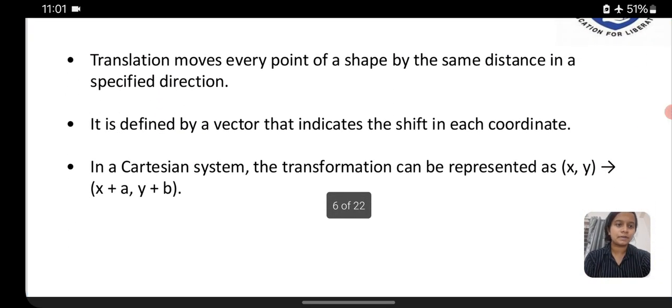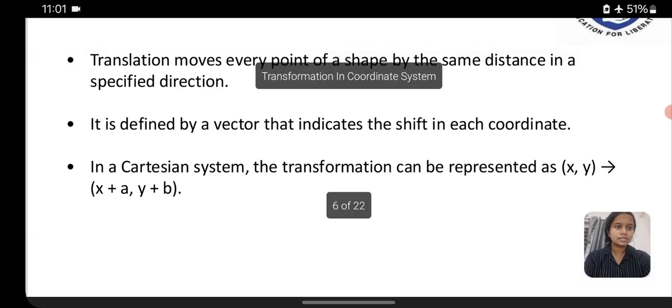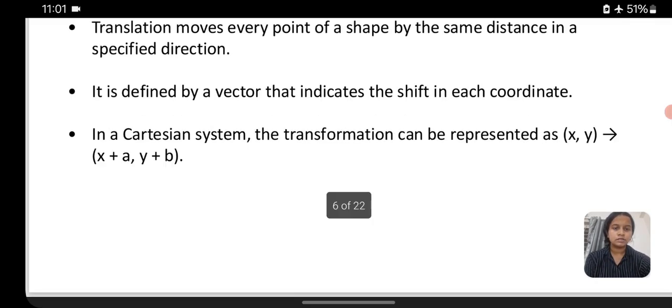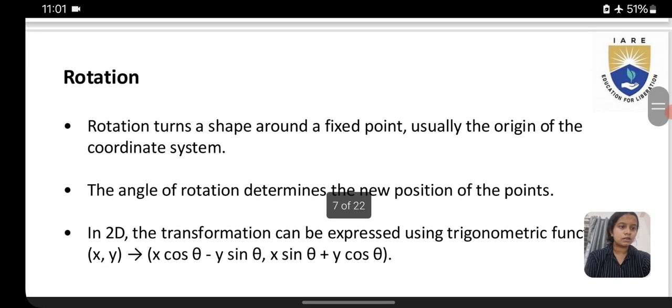Translation is different from transformation. Translation moves every point of a shape by the same distance in a specified direction. It is defined by a vector that indicates the shift in each coordinate. In a Cartesian system, the translation can be expressed as (x, y) goes to (x + a, y + b), with open and closed parentheses. They cannot be expressed using flower brackets.